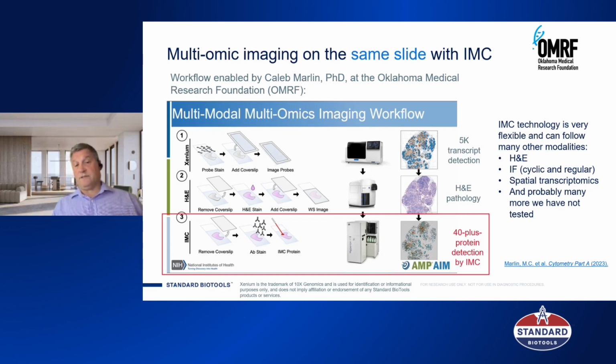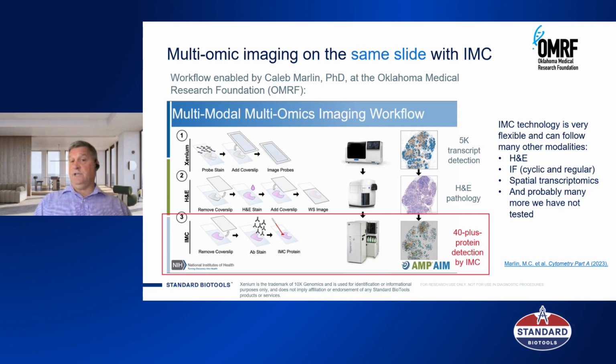And then they remove the cover slip of that same slide, add the imaging mass cytometry metal labeled antibodies to that, and then we image that on the Hyperion system. So this gives 40 or more proteins detected by IMC of the exact same slide that was run in the Xenium. So this is a very flexible technology. It can follow many other modalities, not just spatial transcriptomics.